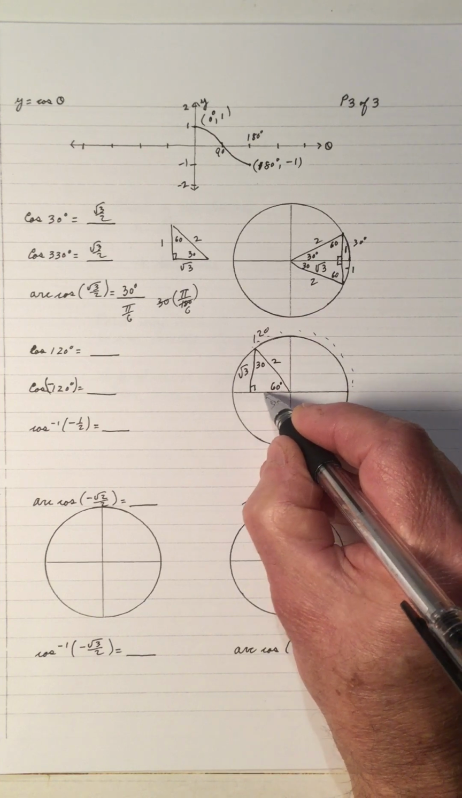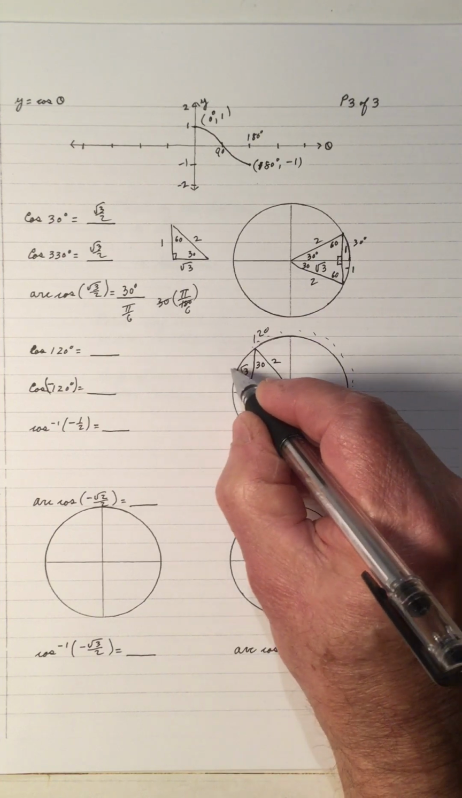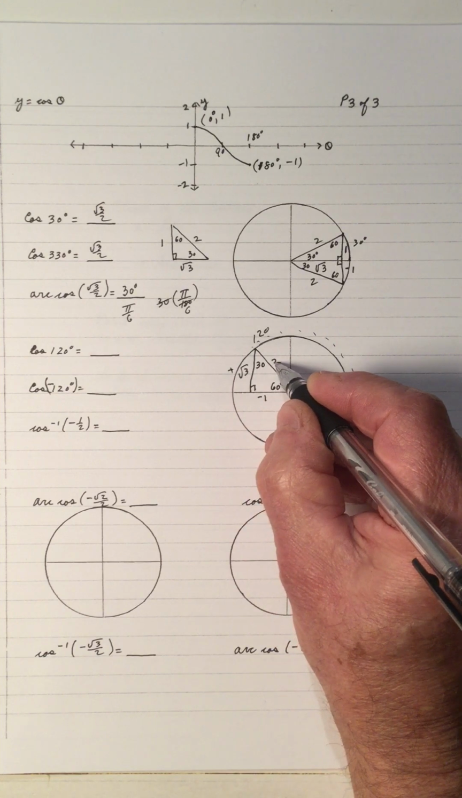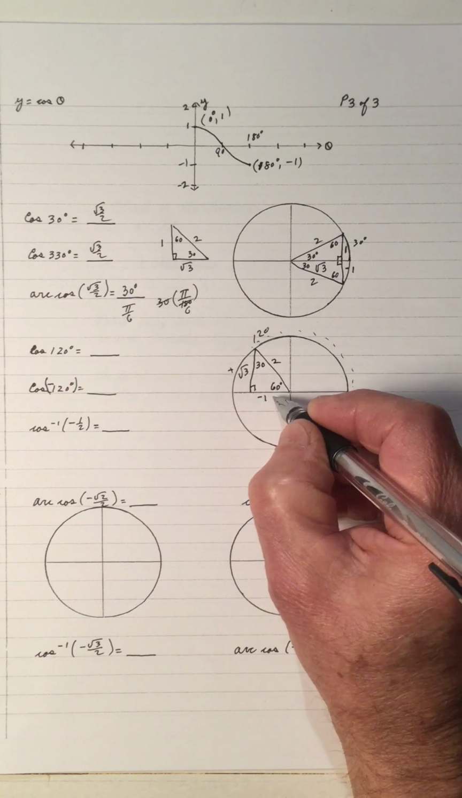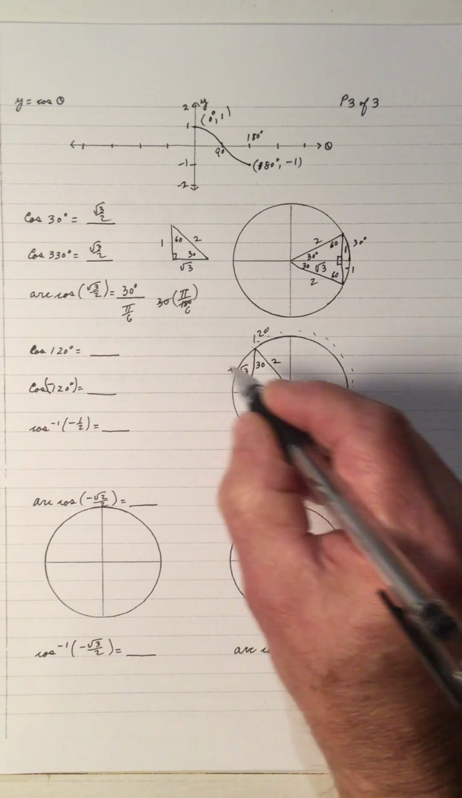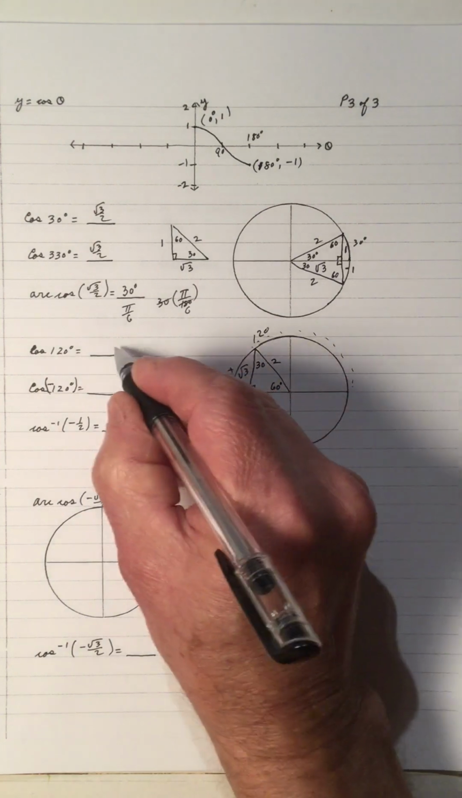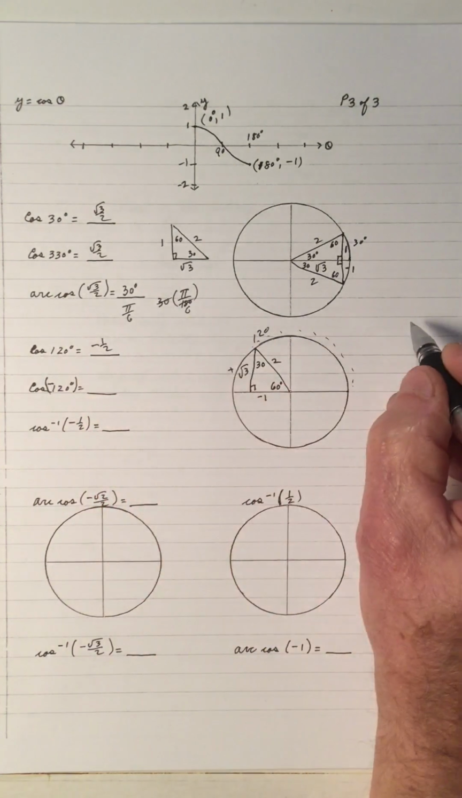Because this is in the second quadrant, the x is negative, the y is positive, and the hypotenuse is always positive. So the cos is a negative 1/2. Cos is the adjacent over the hypotenuse, so it's negative 1/2.